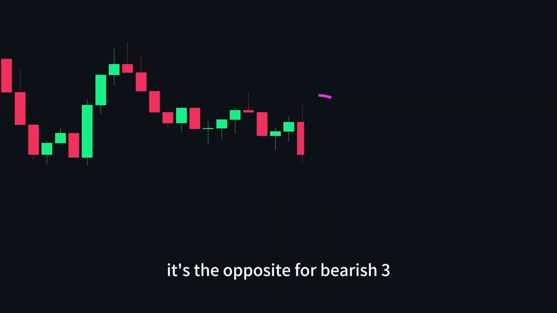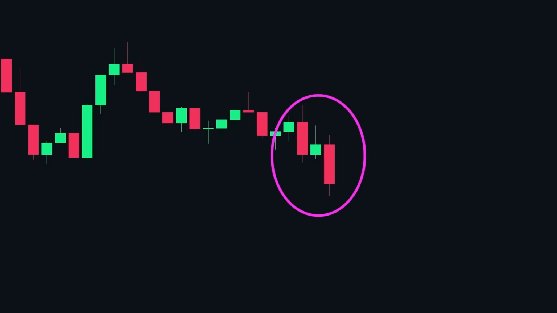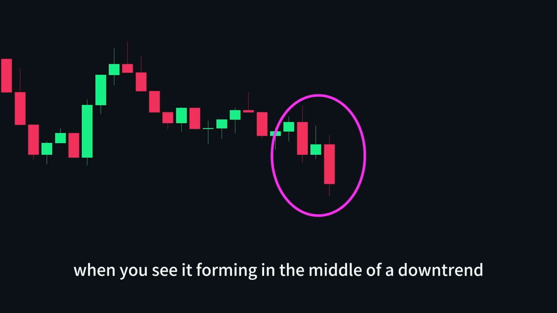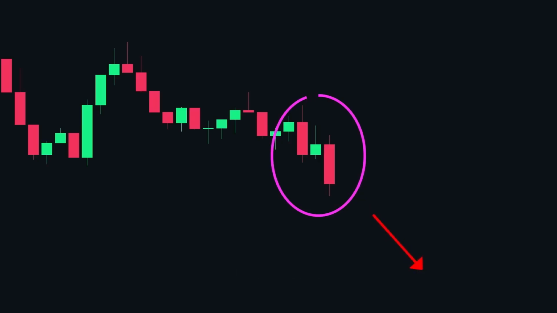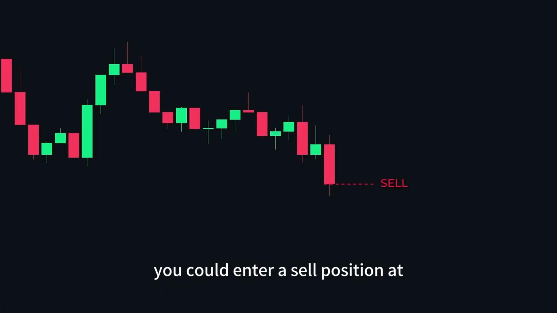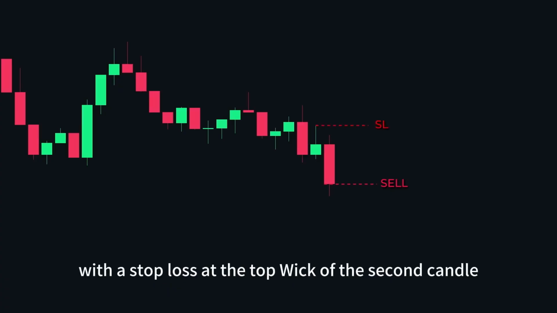It's the opposite for bearish 3-bar continuation patterns. When you see it forming in the middle of a downtrend, it may suggest that the downtrend will continue. In this case, you could enter a sell position at the close of the third candle, with a stop loss at the top wick of the second candle.